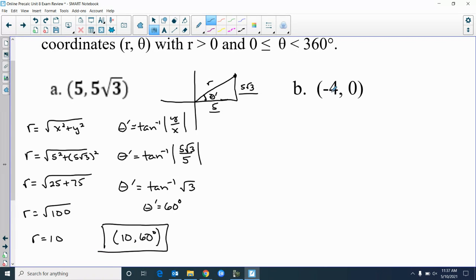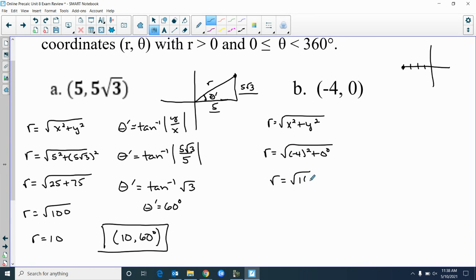All right, think about this one. -4, 0. Where is that? That is right here. You might be able to figure it out by just looking at it. But let's go through the work. R equals the square root of x squared plus y squared. Don't forget, since that -4 is being squared, that'll make that a positive. You get 16 plus 0. You get the square root of 16. You get r equals 4.